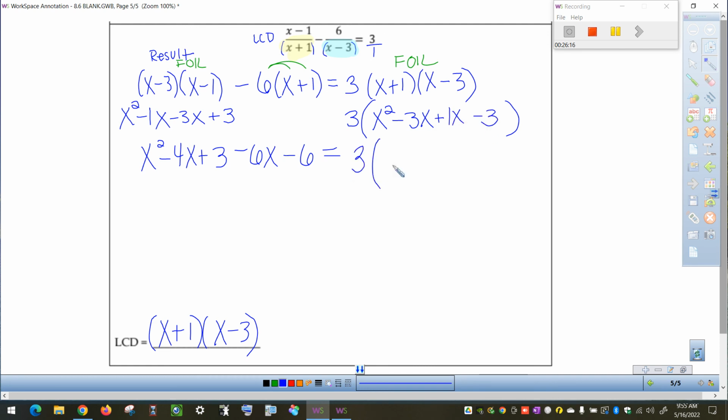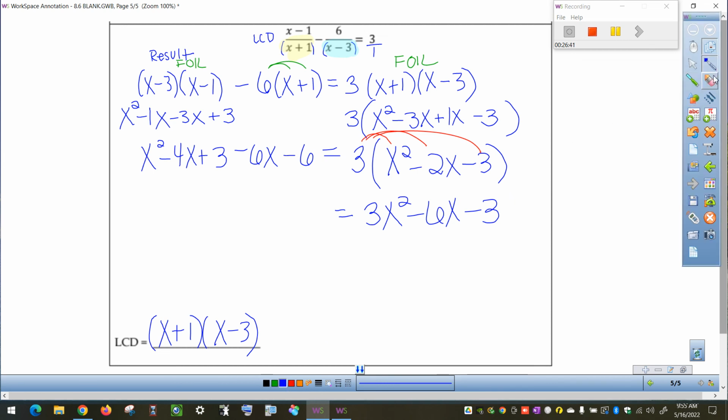So I'm going to leave the 3 in front, but it looks like that ends up being x squared minus 2x minus 3. Then I'll go ahead and distribute the 3 at the end. So it's really going to be 3x squared minus 6x minus 3. Oh, minus 9. Sorry. Thinking about that too quickly. There's a lot of 3's in there.